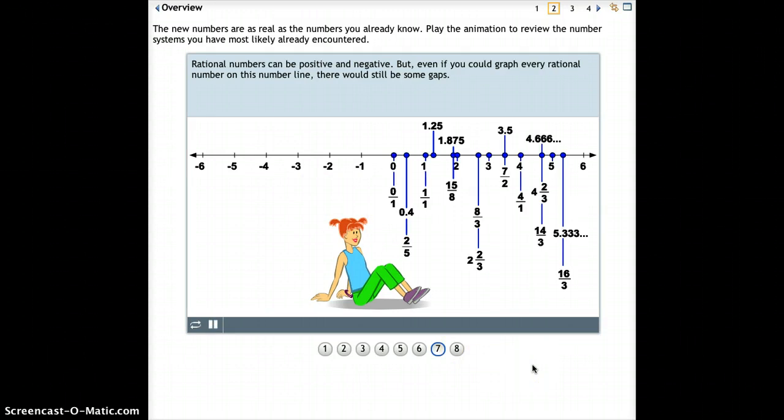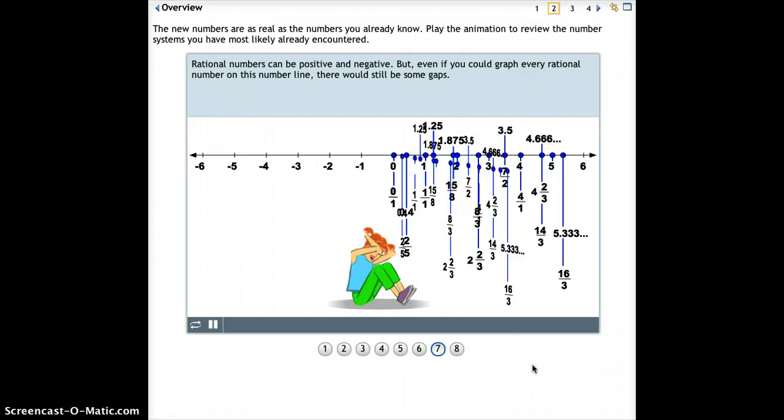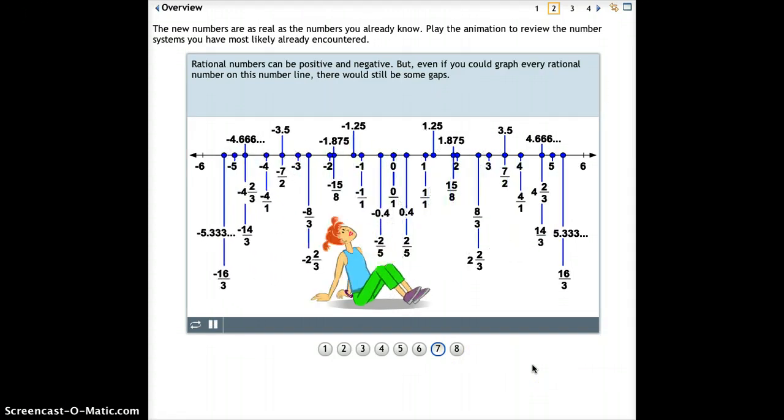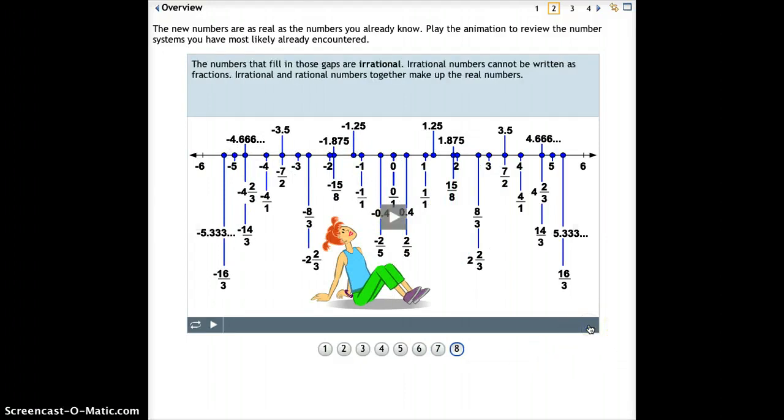Rational numbers can be positive and negative, but even if you could graph every rational number on this number line, there would still be some gaps. The numbers that fill in those gaps are irrational. Irrational numbers cannot be written as fractions. Irrational and rational numbers together make up the real numbers.